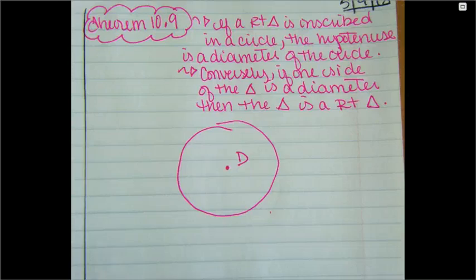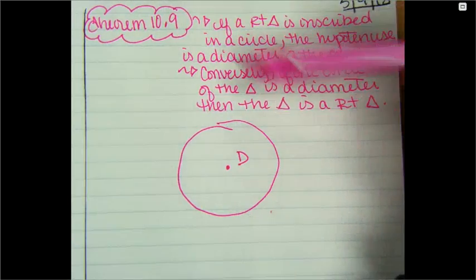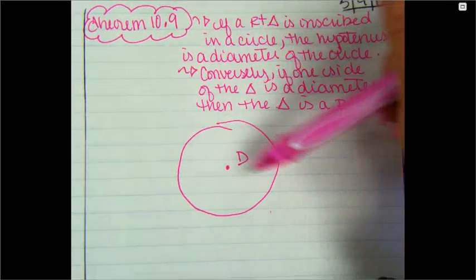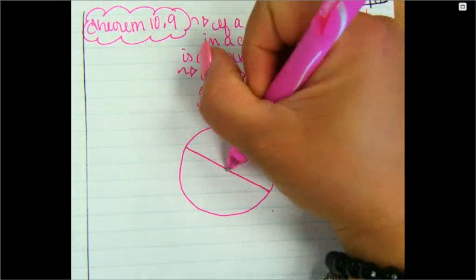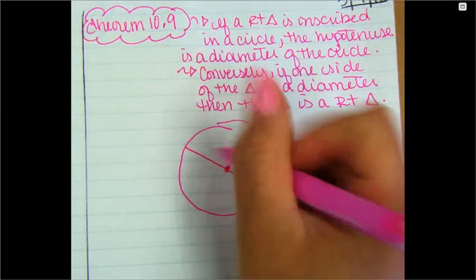So what does it say in English? It says, if you have a right triangle inscribed in a circle, then the hypotenuse is the diameter of the circle. So the hypotenuse, no matter what, is going through the center. We're going to pretend that's the center.